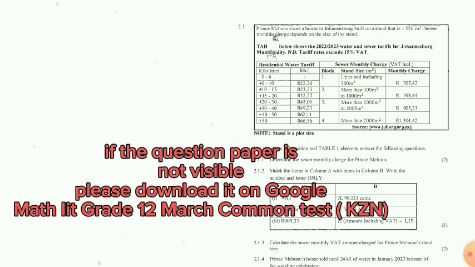Okay, guys. Prince Mkhunu owns a house in Johannesburg built on a stand that is 1,550 m2. Sewer monthly charge depends on the size of the stand. I'm repeating again. Prince Mkhunu owns a house in Johannesburg built on a stand that is 1,550 m2. I want to zoom in, guys, so that you can see properly too. So right now, I hope that it's visible, guys.